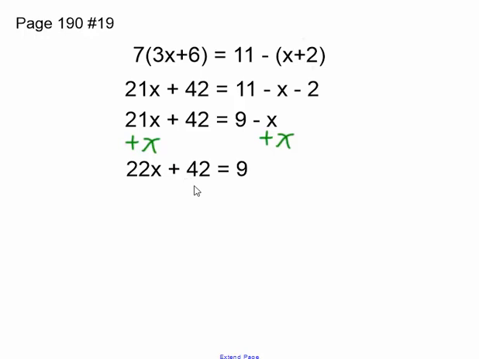Now I have this plus 42. I need to get rid of the plus 42. So I'm going to subtract 42 from both sides. So 42 minus 42 is 0. 0 plus 22x is 22x. And on the right-hand side, I have 9 minus 42. That's 9 plus negative 42. That's going to give me negative 33.